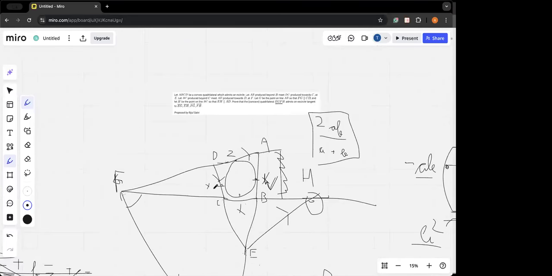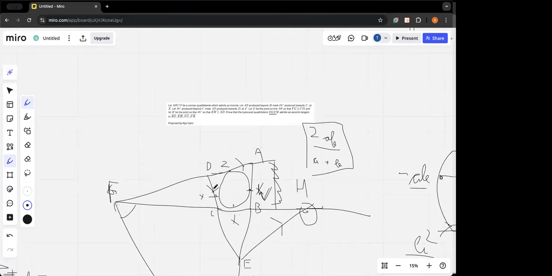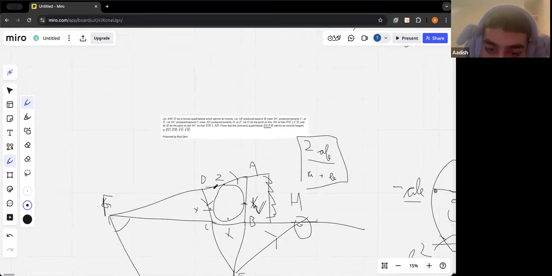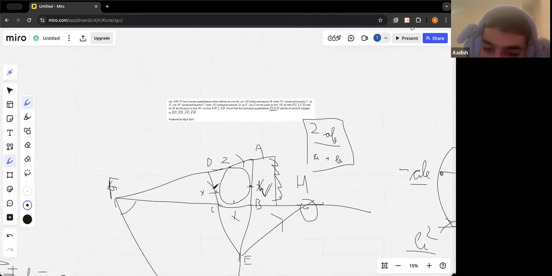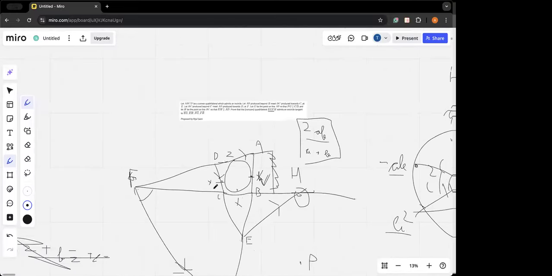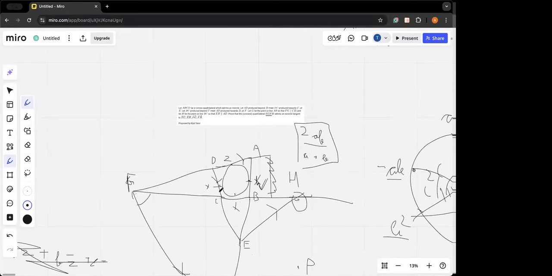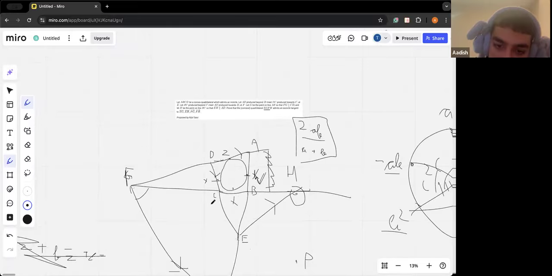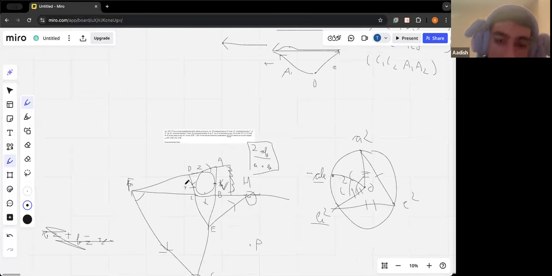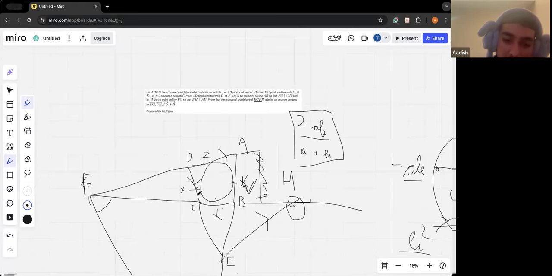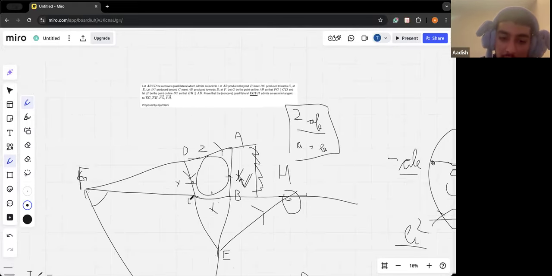It will be parallel to XY. So I don't know. FG is parallel to CD. FG and AD intersect at F. FG is parallel to CD, bro. Yeah, okay. FG is parallel to CD, and this is parallel to CB.